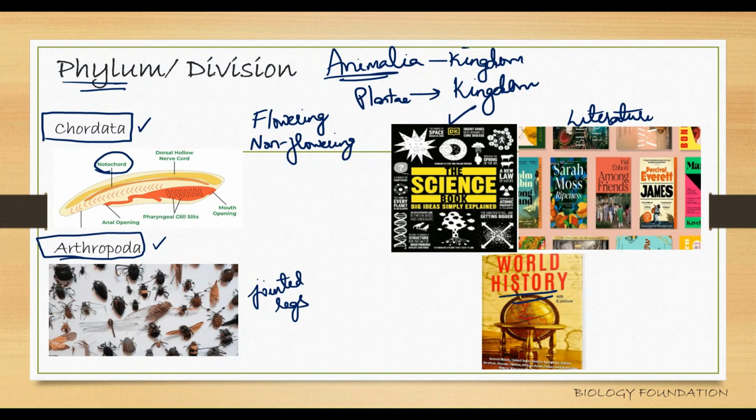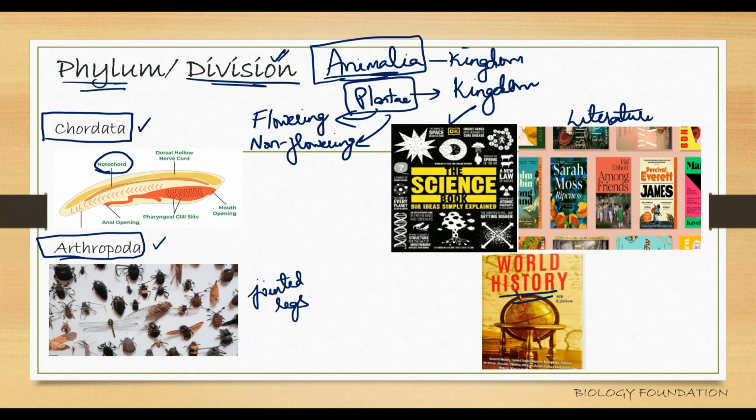I can't use the term phylum. Phylum is the term used only for the animal kingdom. For the plant kingdom, you use the term division. So these plants are placed under two different divisions, flowering and non-flowering, because there are few plants which produce flowers, few plants which do not. The term division is used for plants and phylum is used for animals.